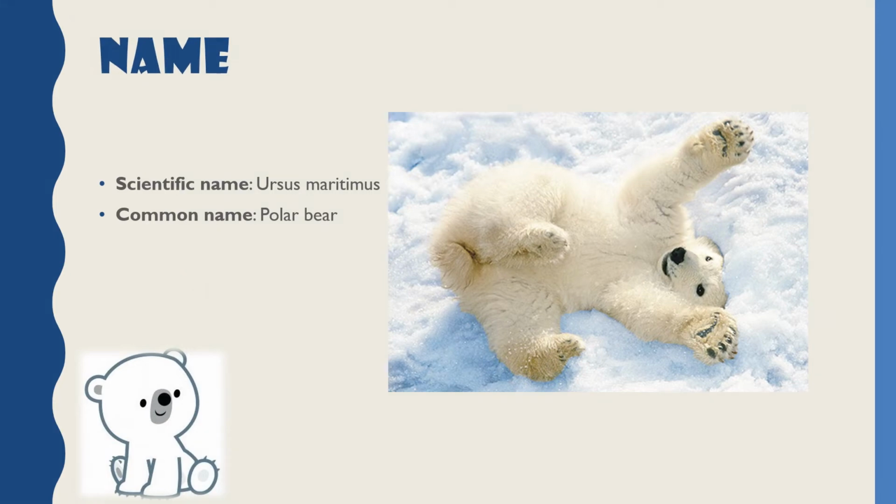The first part is about its name. Polar bear's scientific name is Ursus maritimus in Latin, which means sea bear. This name is suitable for polar bear because it dominantly lives on sea ice. This type of bear is commonly called polar bear because it lives on the North Pole.